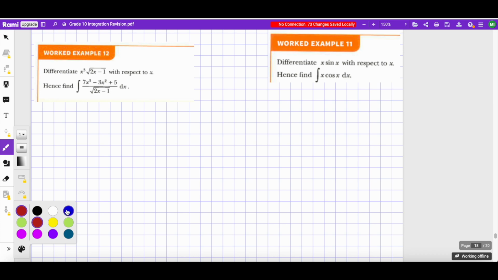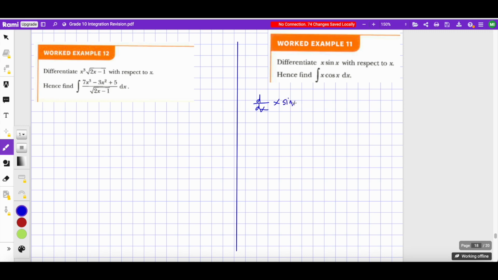All right, so let's look at how we can solve example 11. The question asks you to differentiate x sine x. So x sine x will be equal to, in this case you will use the product rule, right? So differentiate sine, you get cosine, plus differentiate x is 1, and then sine x. Okay, so this is how you differentiate x sine x using the product rule.